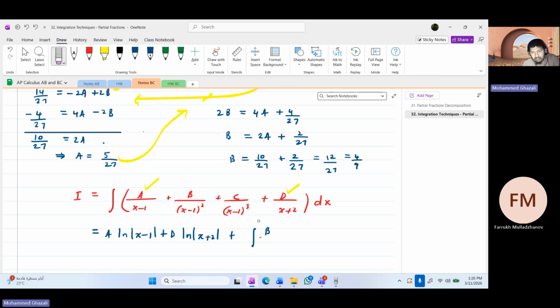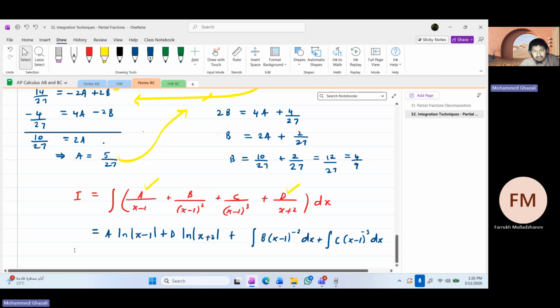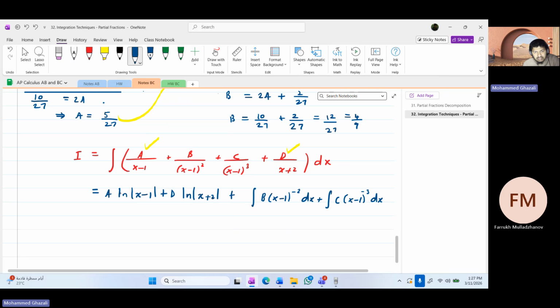But now how are you going to write b over x minus 1? That's not in ln form. That's in u substitution form. So b times x minus 1 to the power negative 2 dx plus c times x minus 1 to the power negative 3 dx. We have to use u substitution here, okay? What was the value of a? The value of a is 5 over 27. So these two can be done. Right, so the answer is 5 out of 27.